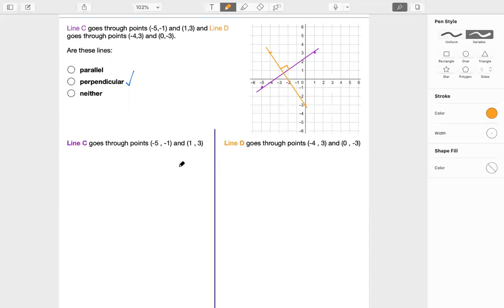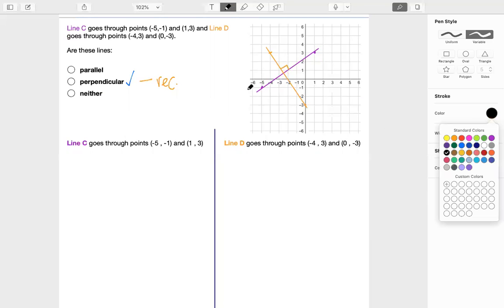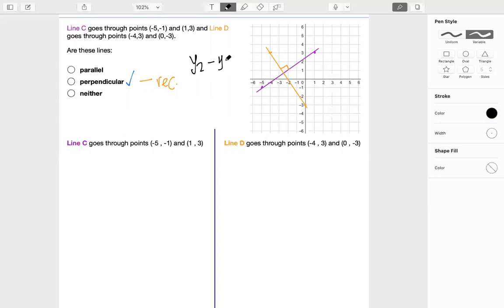But now let's prove it by solving for their slope. Remember that we need a negative reciprocal, and I'm just going to abbreviate that. Negative reciprocal is represented by perpendicular lines. So let's again go ahead and use the slope formula, which is y2 minus y1 over x2 minus x1. And we're going to solve for these two. So here is my x1, y1, and my x2, y2, and I'm going to plug it into my formula. So y2 is a 3, and my y1 is a -1. My x2 is a +1 minus my x1 here, which is a -5.